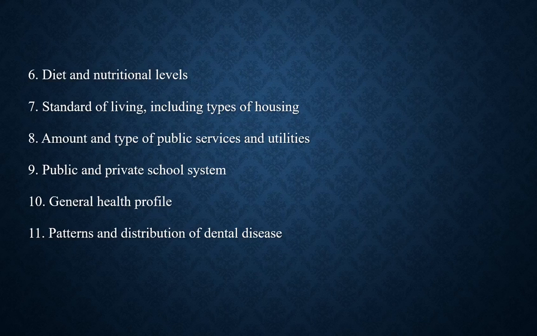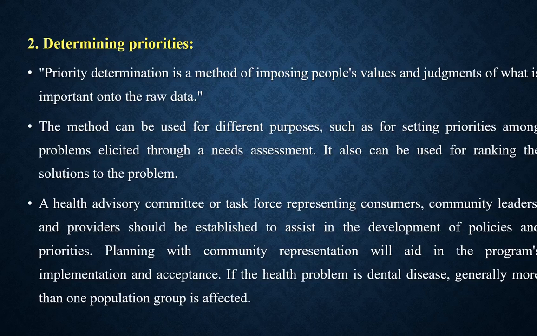And the second step is determining the priorities. Priority determination is a method of imposing people's values and judgment of what is important onto the raw data. That is, with limited resources, the establishing of the priorities that is planned should have an efficient allocation of the resources.